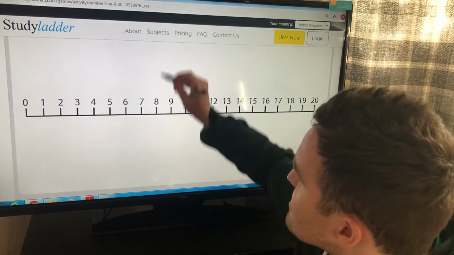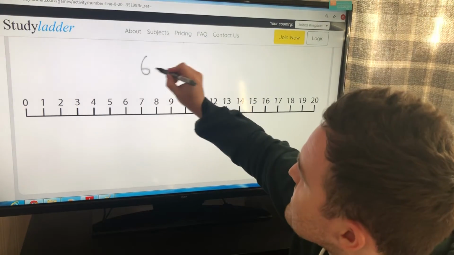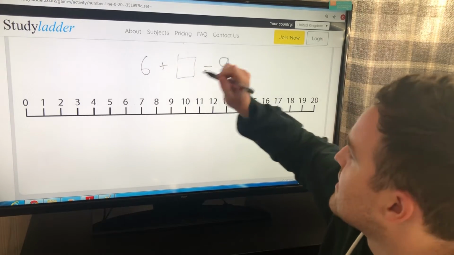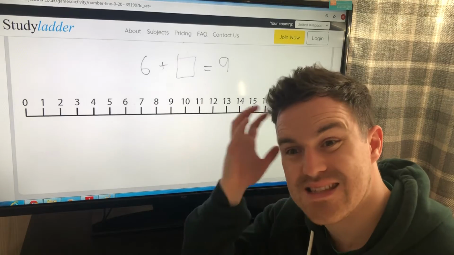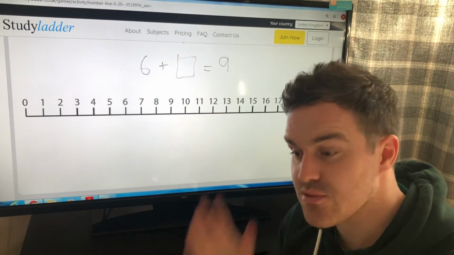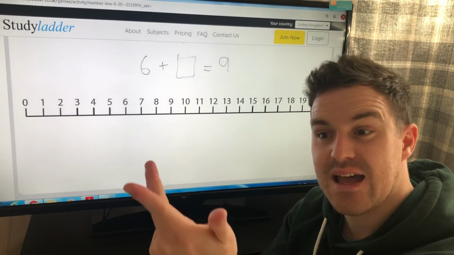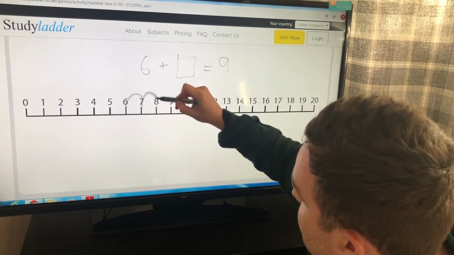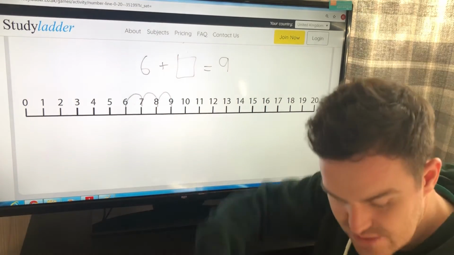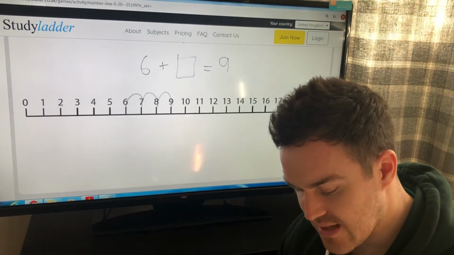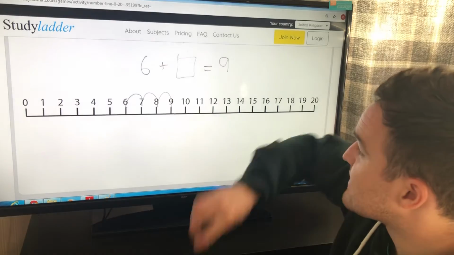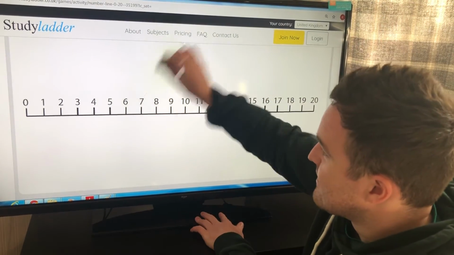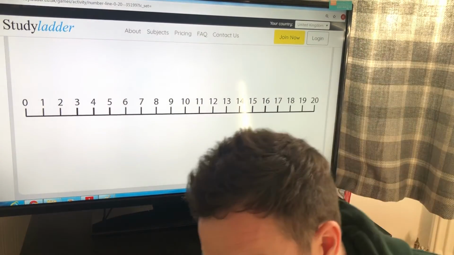So we had questions yesterday like 6 add something equals 9. We could count on in our head by putting that 6 in our head and counting on to get to 9. So we're doing 6, 7, 8, 9, 3. I want to check that on my number line and see if that's right. 6, 7, 8, 9. Yes, I had to draw 3 jumps on. So 6 add 3 is 9. Today we're going to do a different type of missing number question, which is a little bit different.